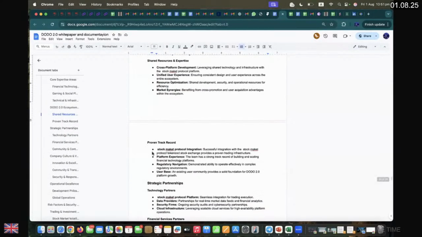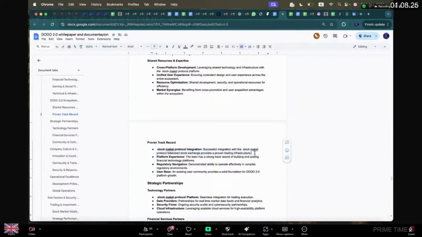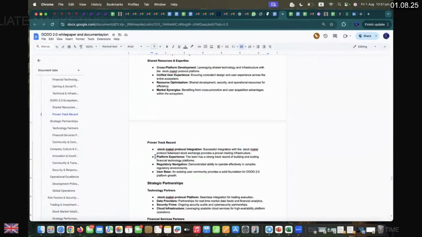Proven track record. Stock market integration. Successful integration with stock market protocol, tokenized stock exchange provides a proven trading infrastructure. This is what we will integrate in the next version of DODO 2.0 once we launch the trading version with crypto. This will be the second version in which stock market will be introduced, and you will have a unified interface of cross platform index trading as well as stock market expertise at once.